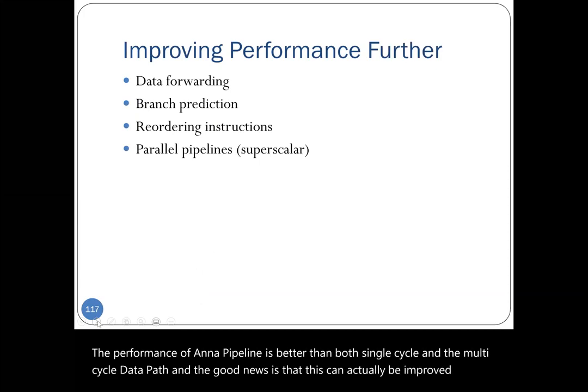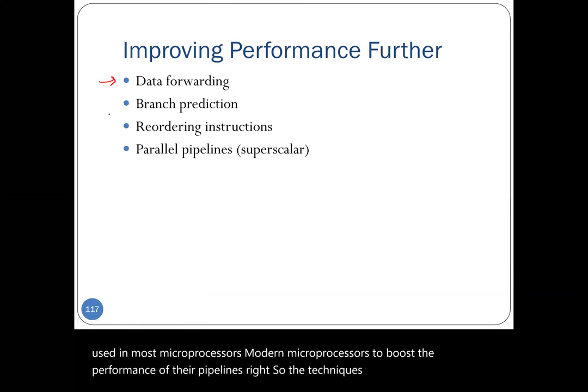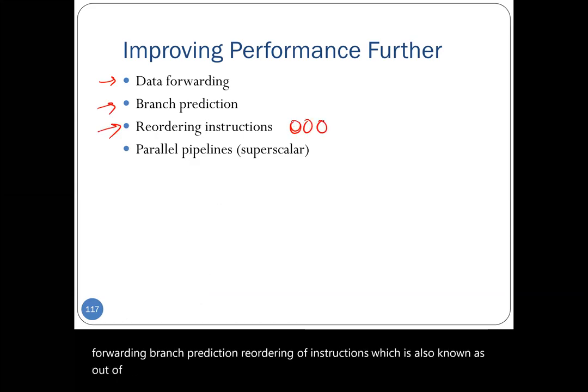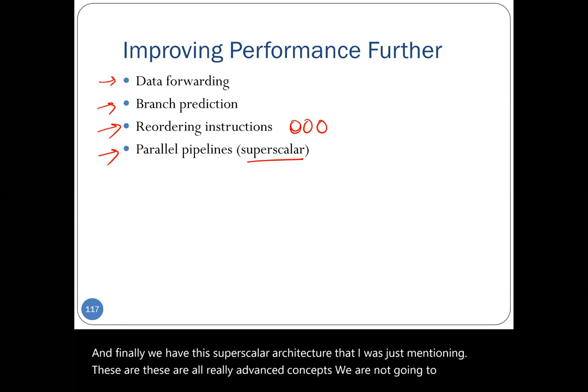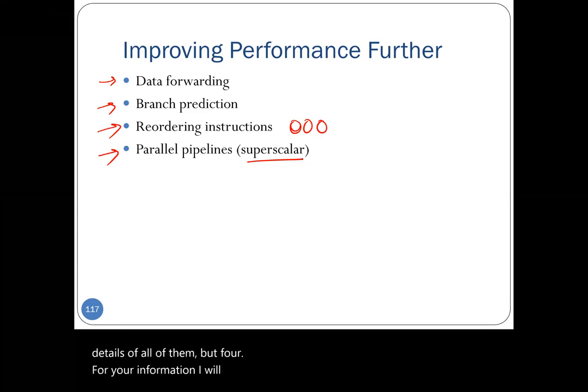Now this slide over here lists 4 of the popular techniques that are used in most modern microprocessors to boost the performance of their pipelines. The techniques listed here are data forwarding, branch prediction, reordering of instructions, which is also known as out of order processing or execution, and finally, the superscalar architecture that I was just mentioning. These are all really advanced concepts. We are not going to go into details of all of them, but for your information, I will briefly summarize data forwarding and branch prediction on the next couple slides.